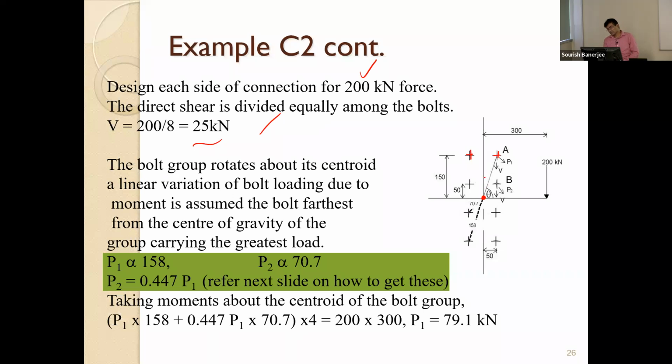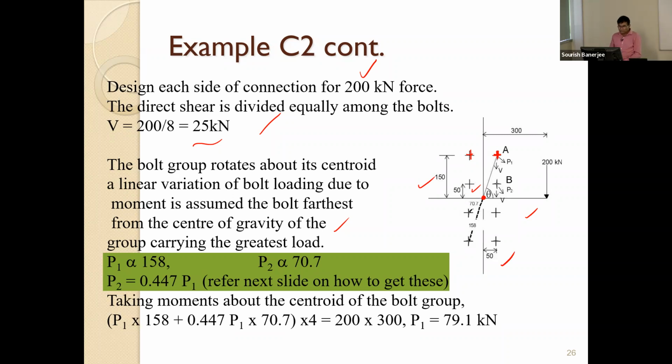That means, as we talked about before, the further the bolt is from the center of rotation, the more force it will carry, isn't it? That means you have to check the bolt located furthest from the centroid of rotation, the center of gravity of the group. That's very important. So we are interested in calculating those distances. You have seen that the spacings are already provided. This is 50, that is 150, that is 300, and this is also 50.